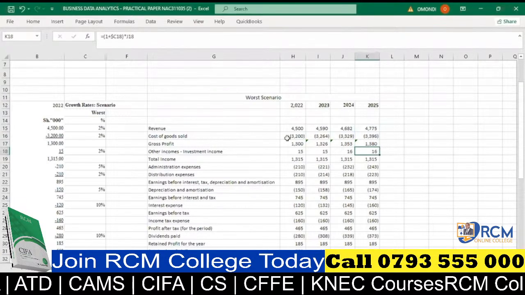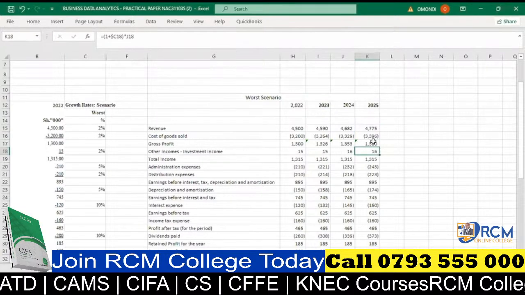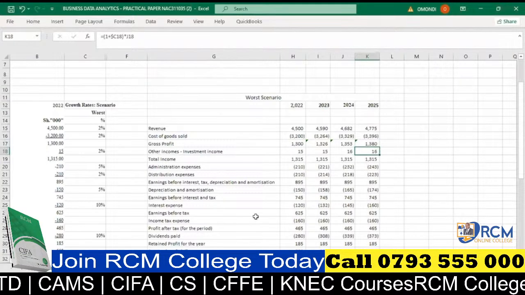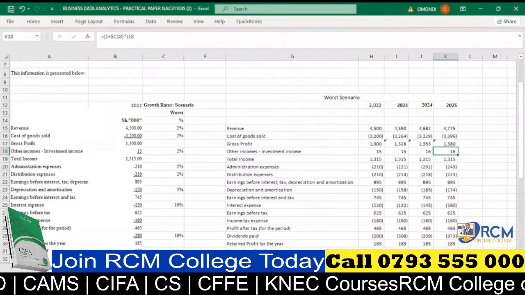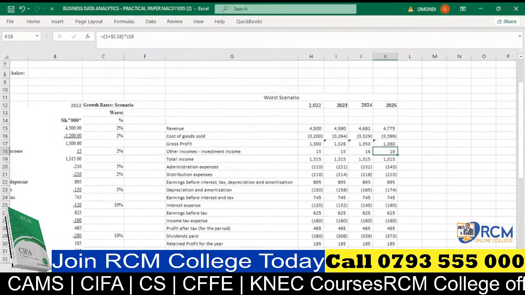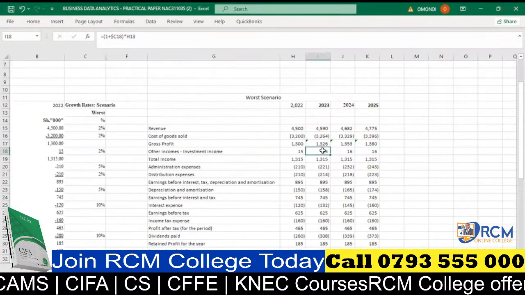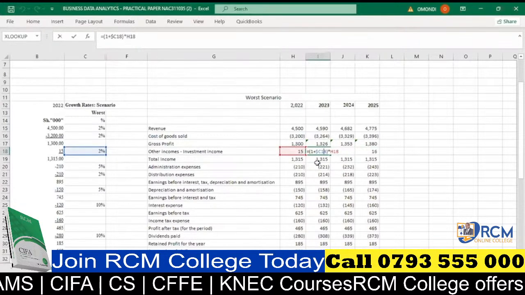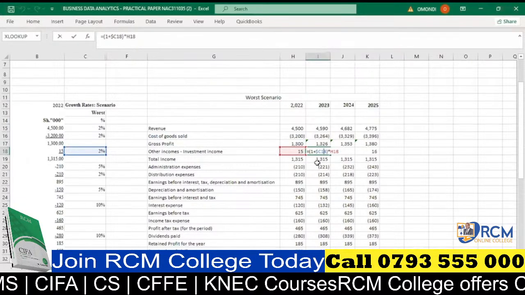So zote ziko sawa. Those ones are now correct. Then other investment income, what were we given under that? It is having 2% increase. So that one is okay. 2% increase. Tukikuja hapa, it is 2% increase. So that is it.